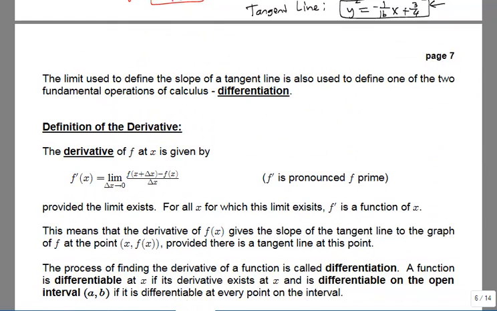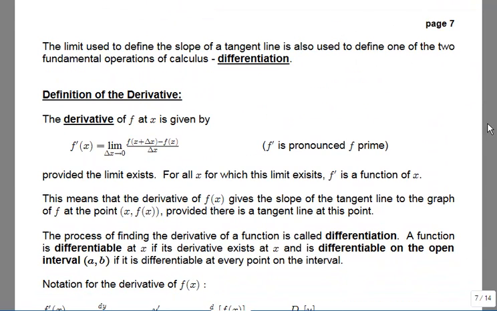All right, next thing we're going to do is learn a little bit of vocabulary that goes along with this limit definition of the slope of a tangent line. So the limit used to define the slope of a tangent line is also used to define one of the 2 fundamental operations of calculus called differentiation. There are 2 major branches of calculus. Differentiation is one, that's what we're going to talk about today, and the other branch is called integral calculus, and we'll get to that eventually.